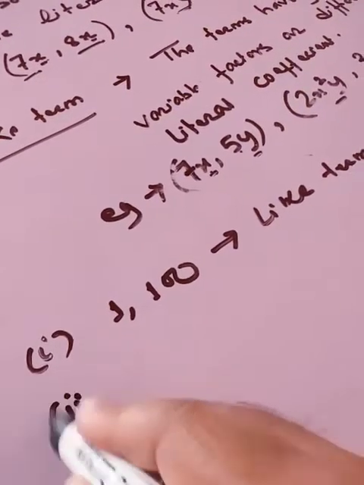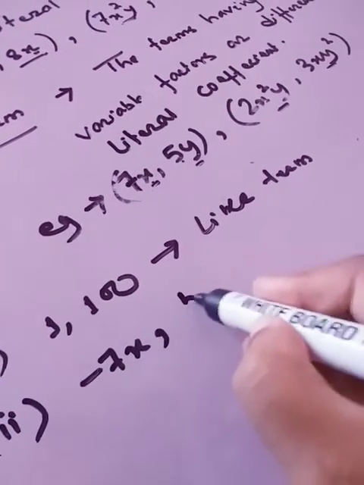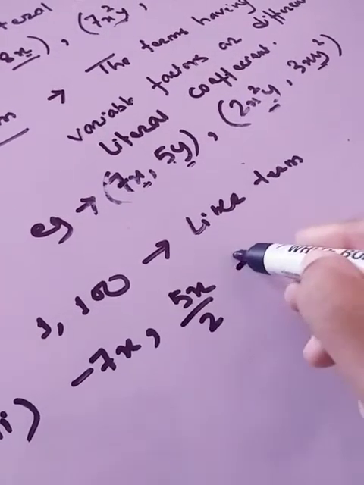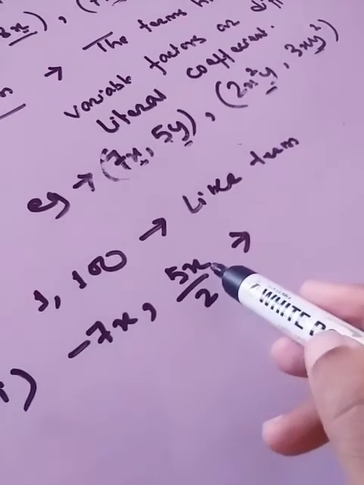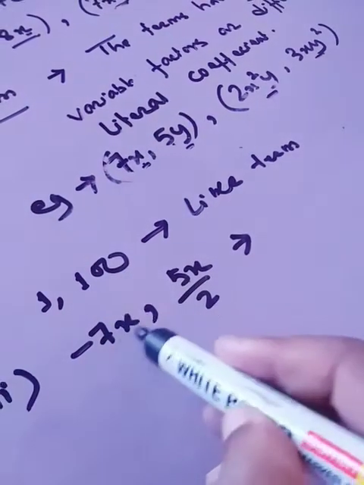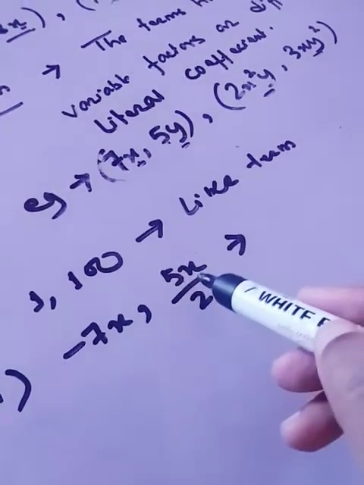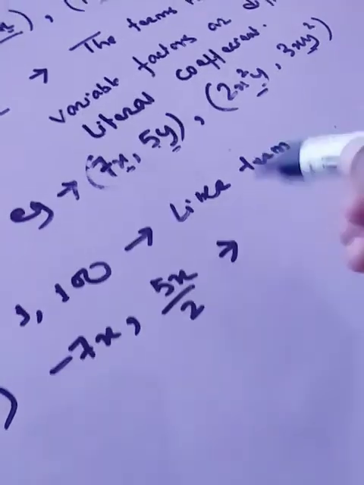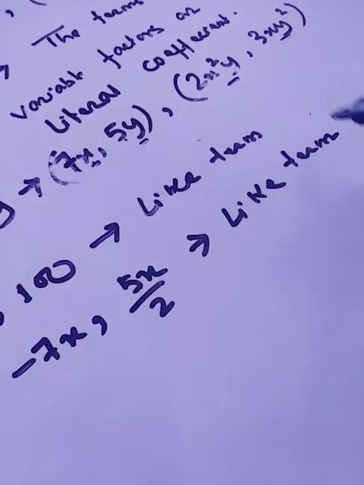Now number 2 is minus 7x comma 5x by 2. Now just decide whether they are like terms or not. See, you need to consider after the number. So after the number, what is the variable? X. After the number, what is the variable? X. So both are carrying the same variable or same literal coefficient, isn't it? So these two are also like terms.